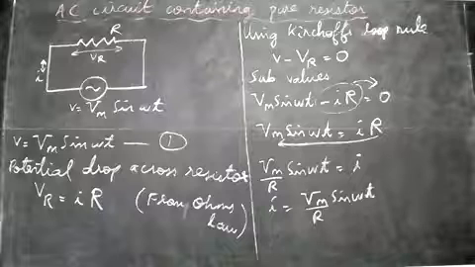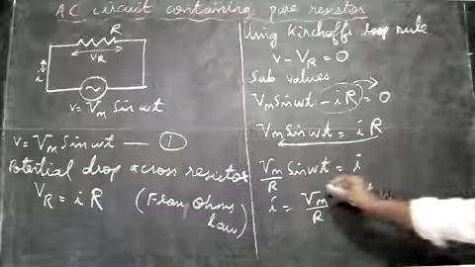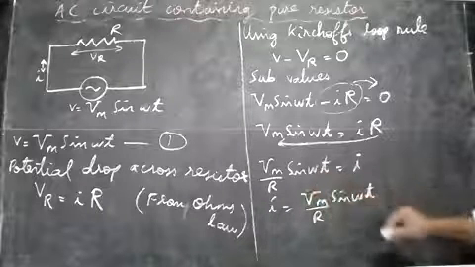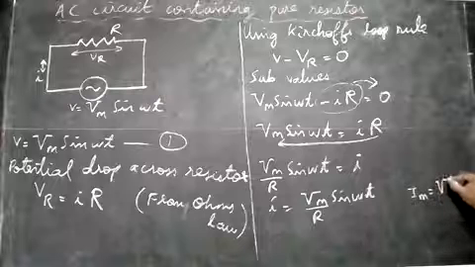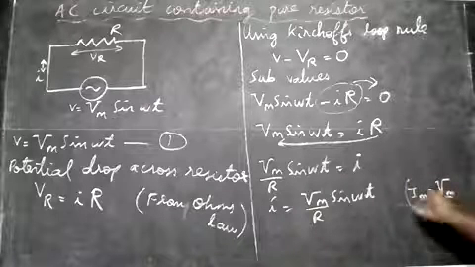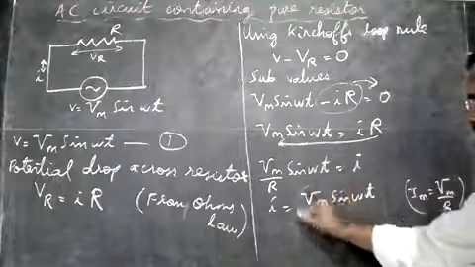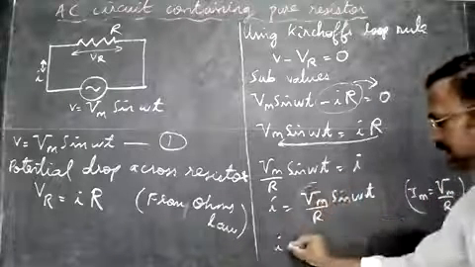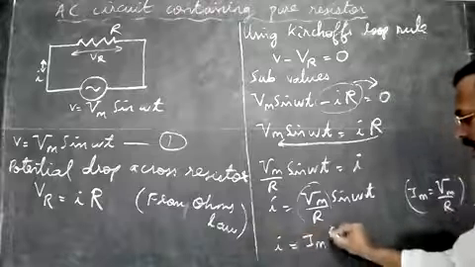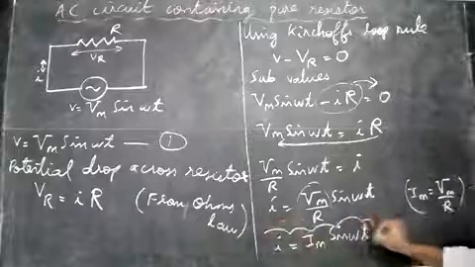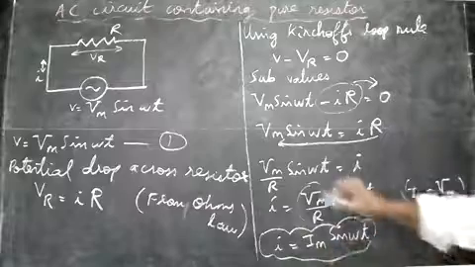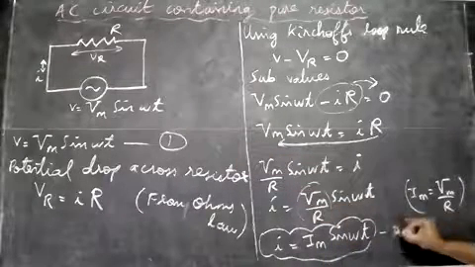Now we can say that V by R is equal to I using Ohm's law again. Here it is capital Im, so Im is equal to Vm by R. I am going to use that equation here instead. So we get I is equal to Im into sine omega t. This is the current we got. This was equation 1, and this is equation 2.